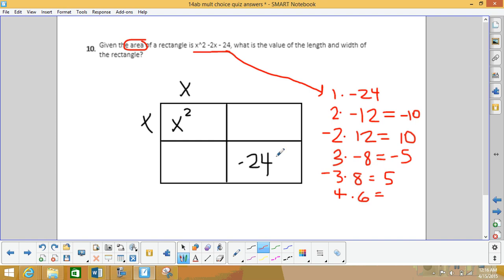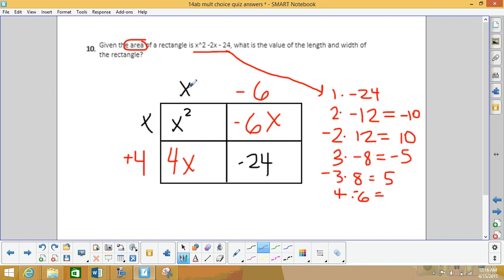And one of them has to be negative. Which one of them needs to be negative in order to make this work, where it's negative 2? It needs to be the 6. So we should have said minus 6. We should have said plus 4. This would make 4x. This would make negative 6x. And when you add these two guys together, you should get negative 2x. And that's the way that you check your work.